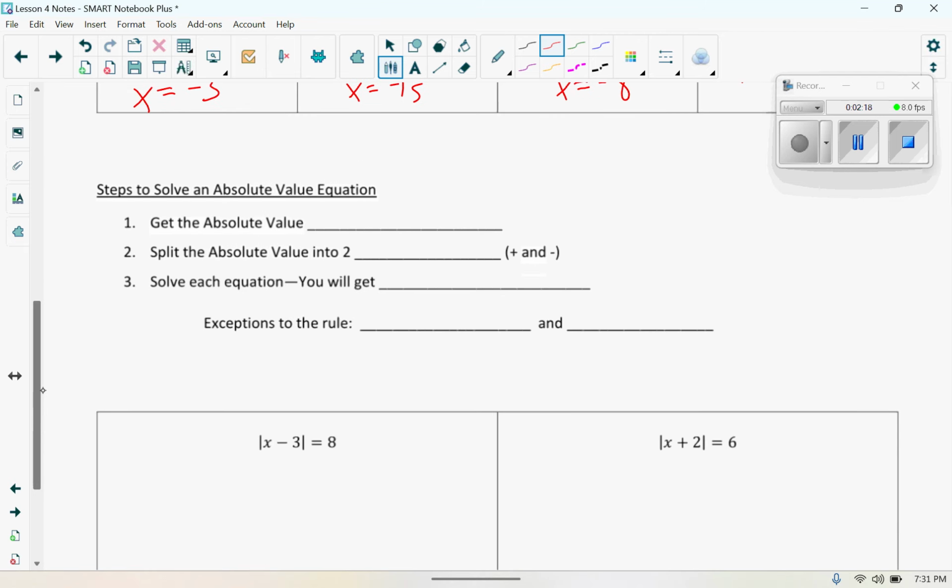Let's go down here and solve for the absolute value. So get the absolute value expression alone. And what I mean by that is, do you see right here? We want to get that by itself. If there were a 2 in front of there, we would have to get that out of there before we do anything else. Okay, the second thing we're going to do is split the absolute value into 2 equations.